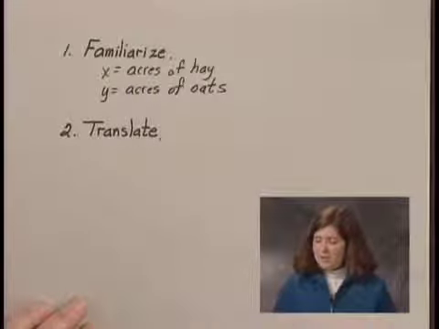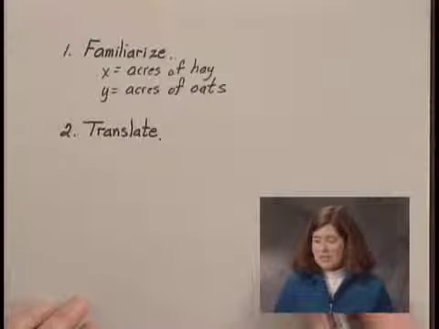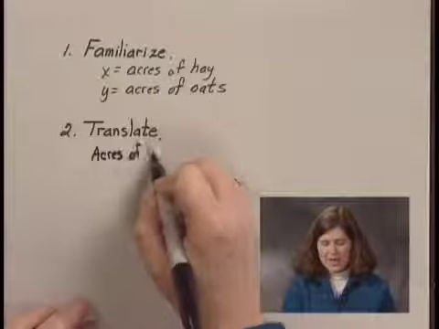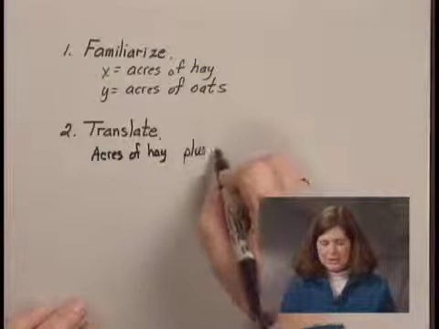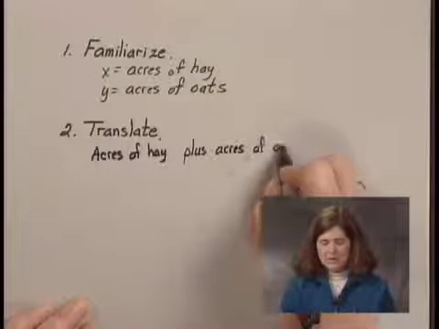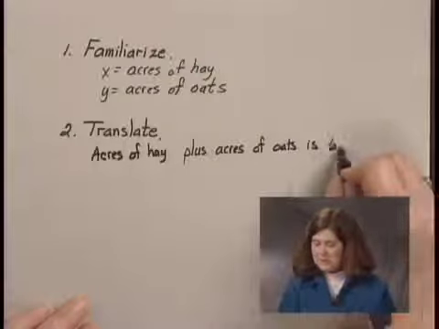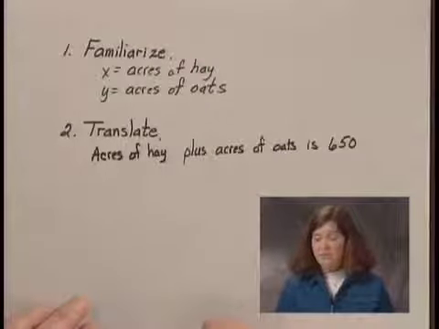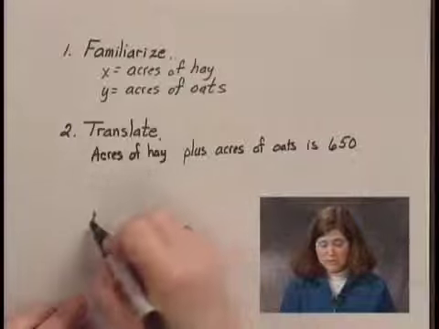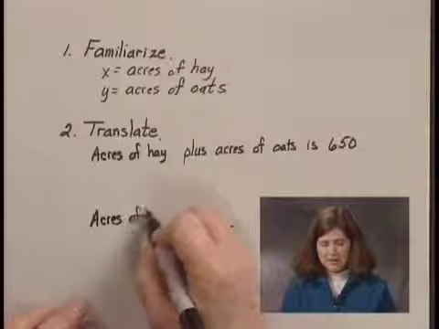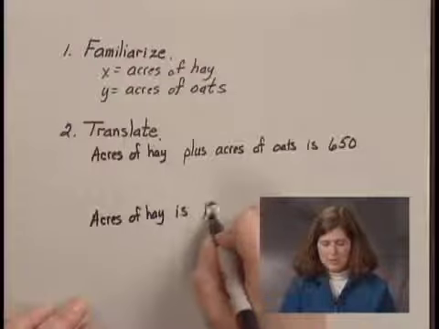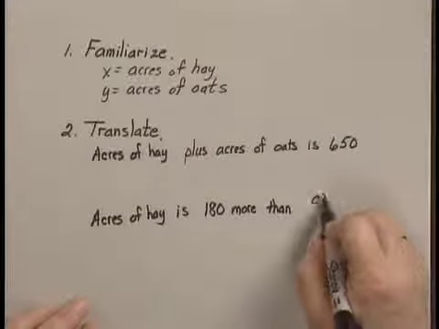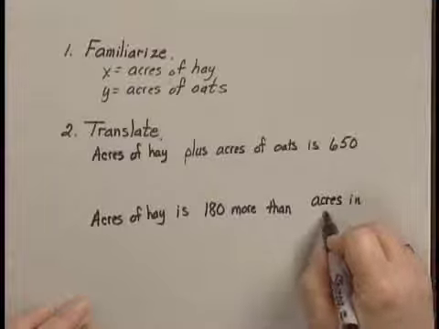First of all, it was stated that the total acreage was 650 acres. We could reword that a little bit: the acres of hay plus the acres of oats is 650 acres. It was also stated that the acres of hay should be 180 more than the acres of oats. So I'll rewrite it like that. The acres of hay is 180 more than the acres that are planted in oats.